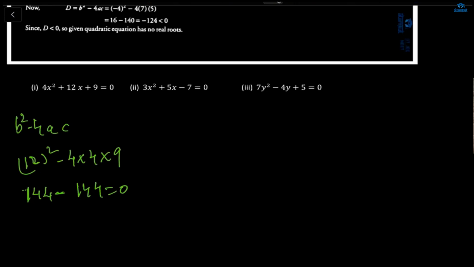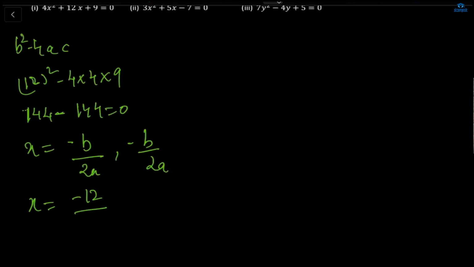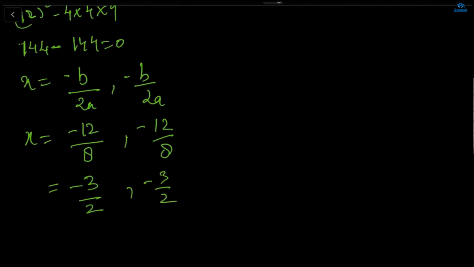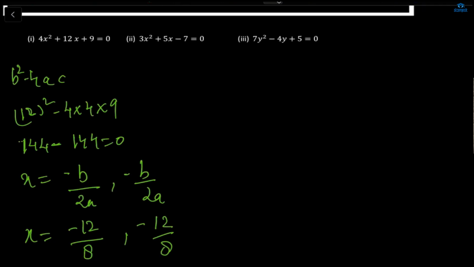So x will be equal to minus b plus or minus root d, divided by 2a. Root d is already 0, so this plus minus root d part is completely 0, and only minus b over 2a remains for both values. So x will be minus 3 by 2. I'm not solving it completely, I'm just writing it. So this is for the first one.